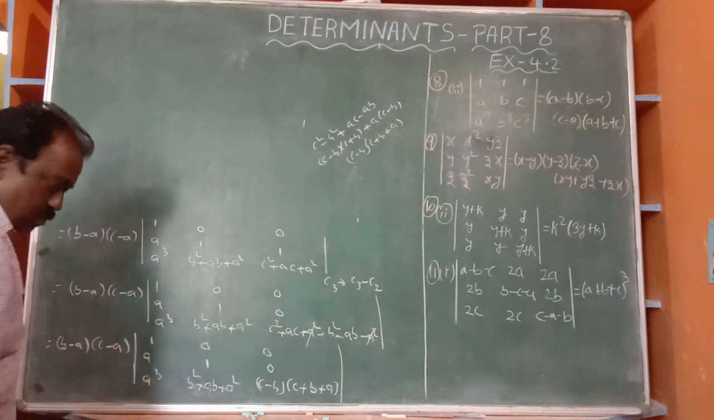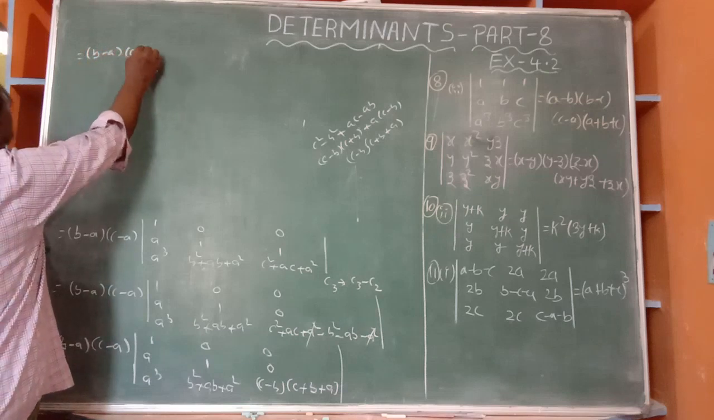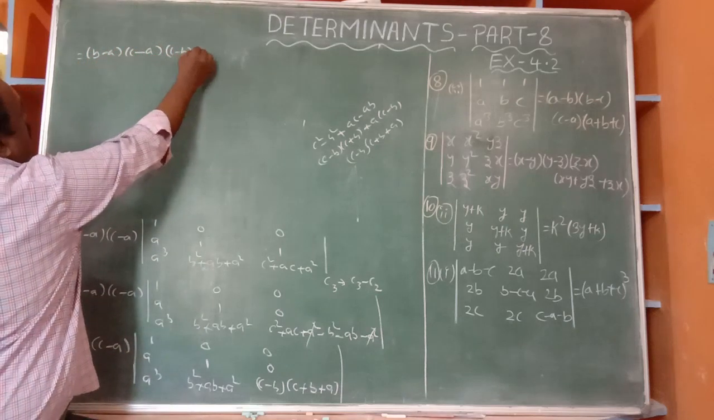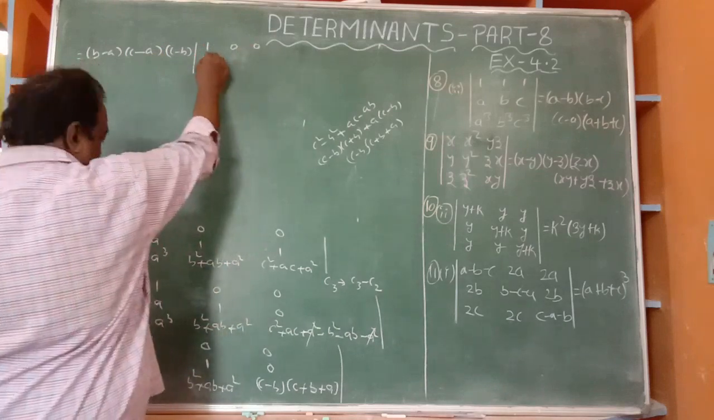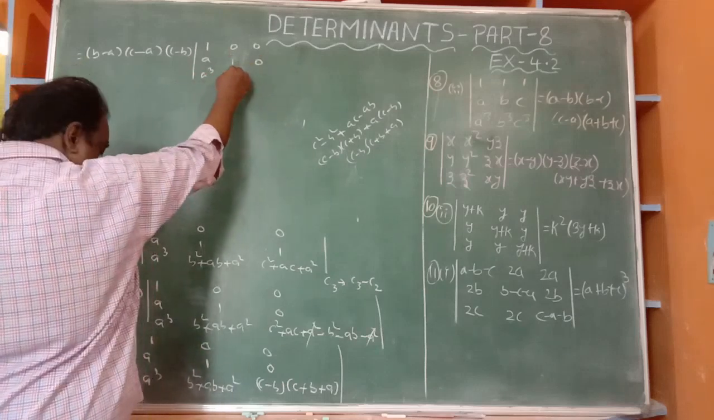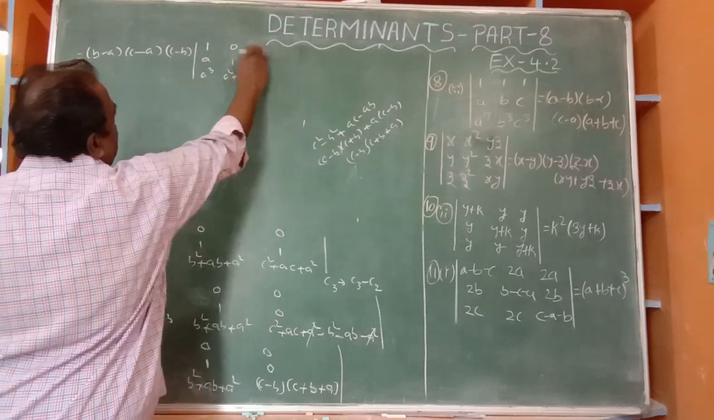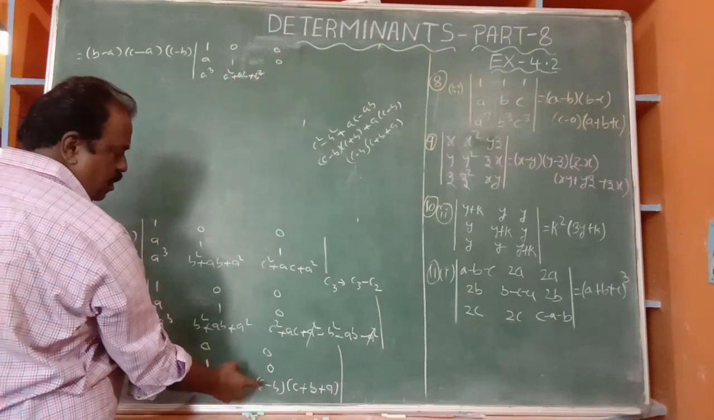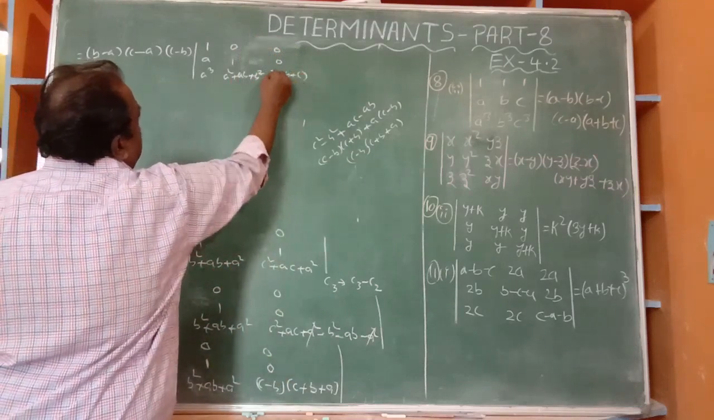So I am writing above, you see, it is (B minus A), (C minus A) and (C minus B) into determinant 1, 0, 0; 1, 0, 0. It is A cube. It is 1, 0. And here it is A square plus AB plus B square. And here, after taking C minus B as common, there remain only A plus B plus C.